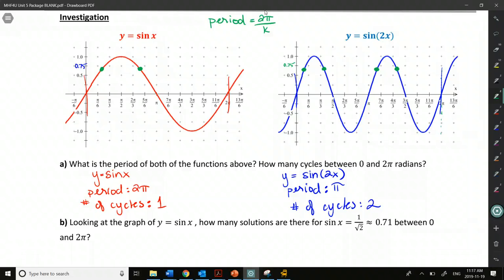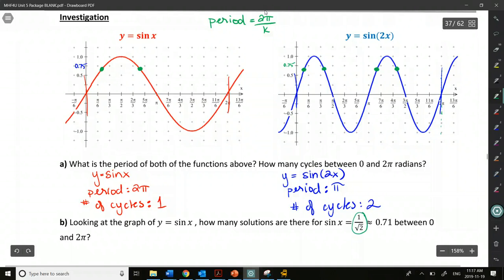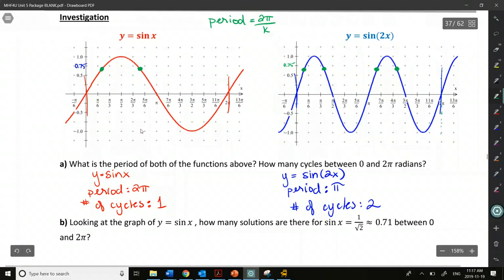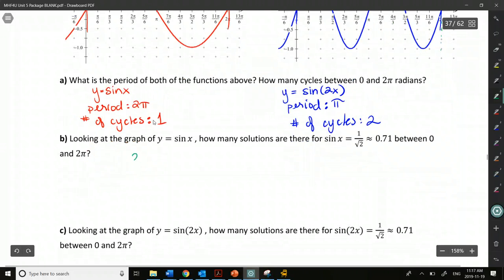All right, so we also just did a brief discussion on where sine x was equal to 1 over root 2, or 0.71, and those are the green points that we labeled here. So how many solutions do we have for sine x equals 1 over root 2 between 0 and 2 pi? We have 2 solutions for that.